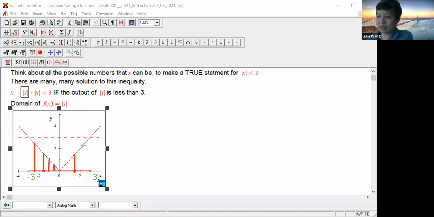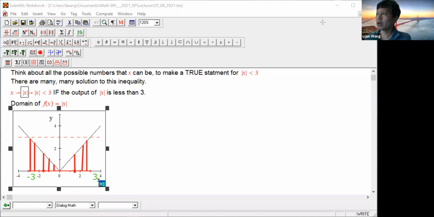All of these heights are the outputs. And we want all of these heights less than the red line, okay? Less than the red line, so that has to be negative between -3 to +3. Okay, so that's the function perspective.